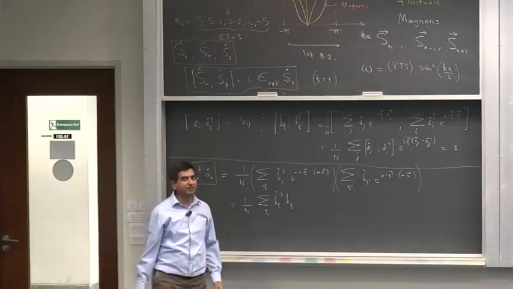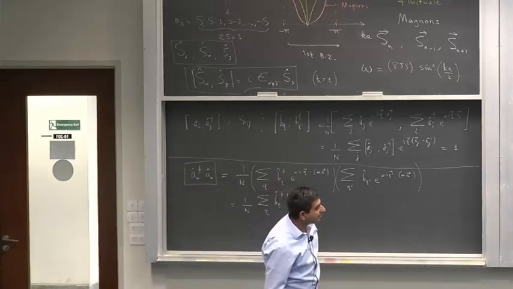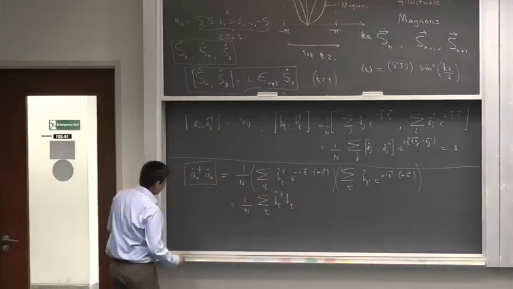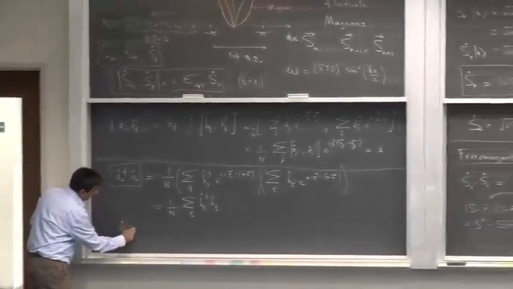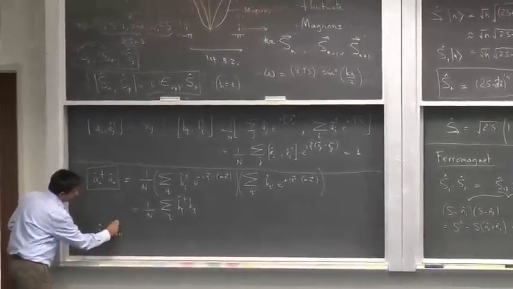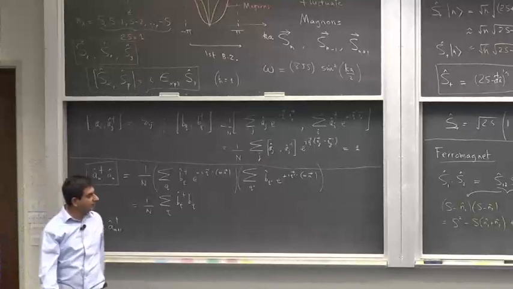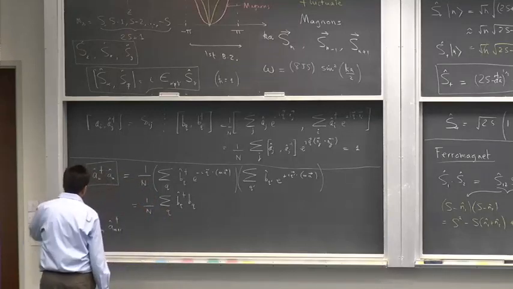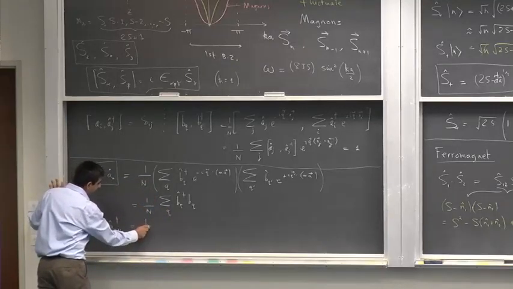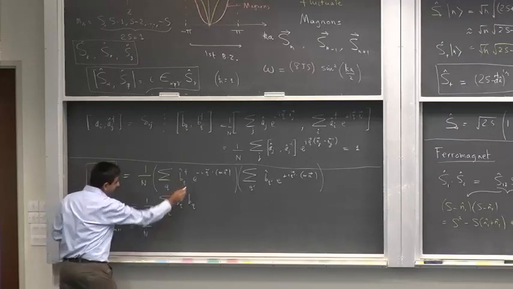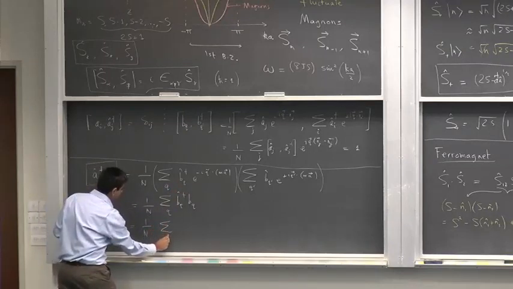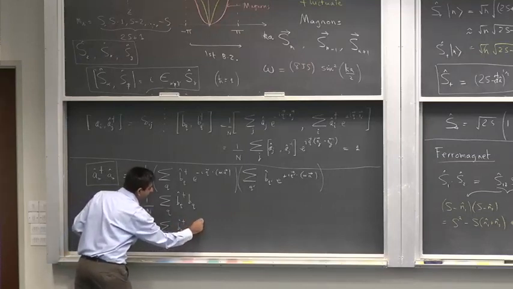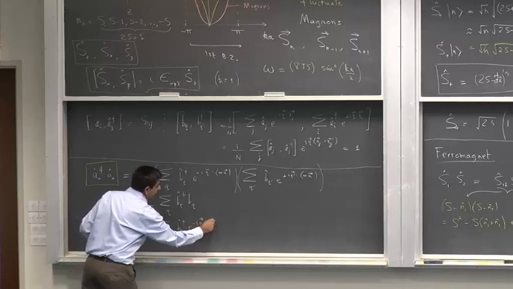Now let's find the second term. The second term is a_m into a_(m+1) dagger. It's all going to turn out really nice. This is the second term. Now if you look over here, this is going to be equal to 1 over N, sum over q, b_q, and this thing is the same as this, b_q dagger e to the minus i q m a.